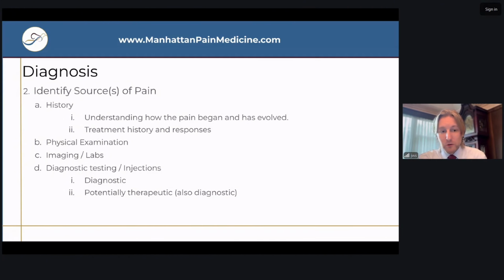Of course, we'll also use MRIs and CTs. Those are static imaging. The patient is laying down.